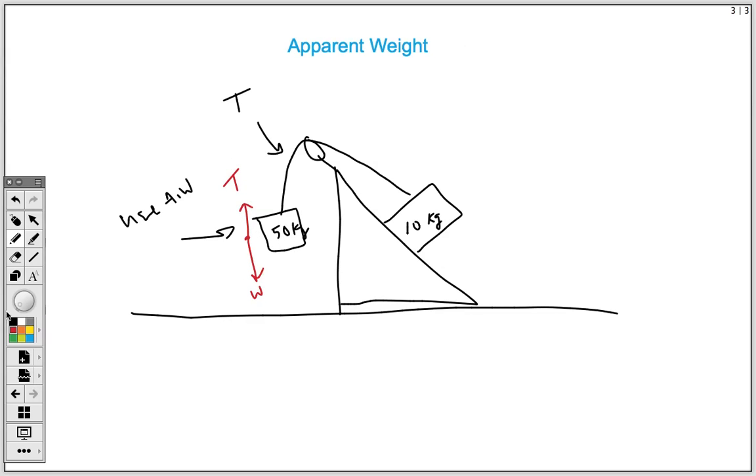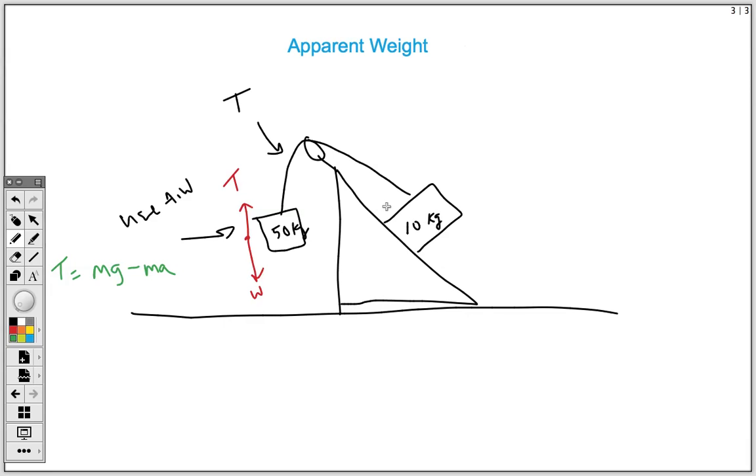The equation that we would use, think back to your apparent weight equation. We're going to be accelerating downwards, so the equation would be mg minus ma. When you solve for the apparent weight, you are going to be solving for the tension. And so your objective is going to be to solve for the acceleration of these two objects.